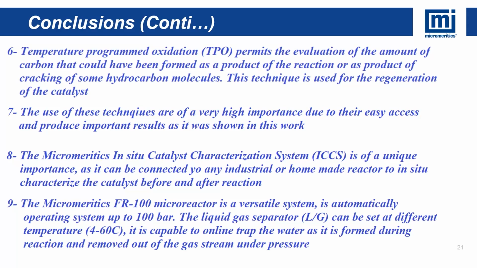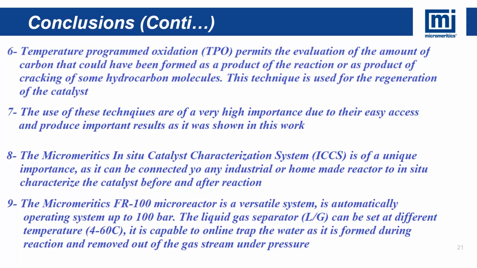It's an automatic system. You program it to do TPR and TPO automatically, so it will do everything required to characterize the catalyst. The Micromeritics FR100 or 200, as I said, 100 because I have one reactor, 200 can have two reactors, which can be connected in series. They are very versatile systems, automatically operated up to 100 bar. We have an option to go to 200 bar, and especially they have the liquid gas separator. The reactor is characterized by having the liquid gas separator, so it can be set at a different temperature.